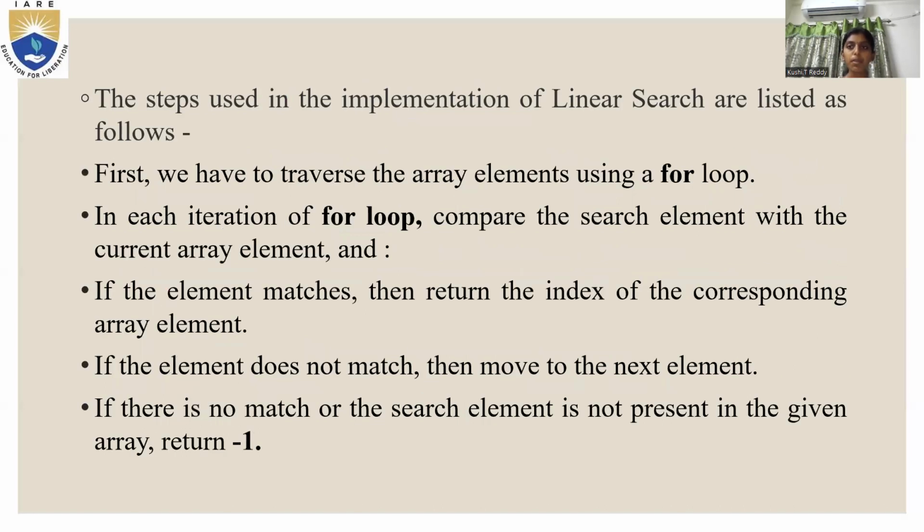The steps used in the implementation of linear search are listed as follows. First, we have to traverse the array elements using a for loop. In each iteration of the for loop, compare the search element with the current array element, and if the element matches, then return the index of the corresponding array element. If the element does not match, then move to the next element. If there is no match or the search element is not present in the given array, then return -1. So this is the procedure for how we are going to write the program for linear search. And remember, linear search is also called sequential search.